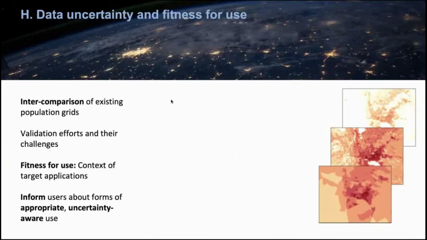So that's the end of my section on the tour of population data. So Stefan, I'm going to hand it back to you and let you go on with uncertainty and fitness for use. Thanks.